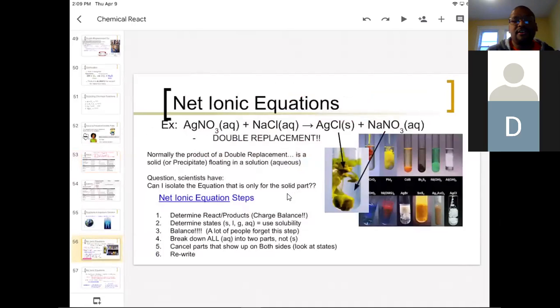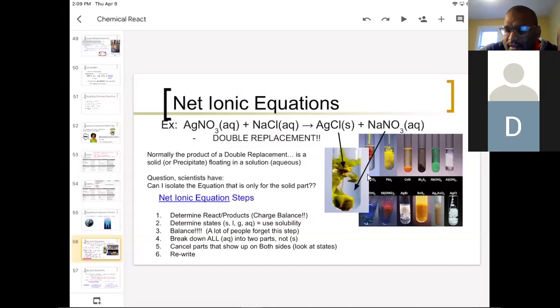So that brings up this thing called net ionic equations. Normally, the product of a double replacement is a solid, a precipitate. If you look at the pictures, normally there's a liquid portion, and then there's usually a cloudy part, a part that's like a solid. If we were at school, we would have done this experiment and done each and every one of these things on the right, which is pretty cool.